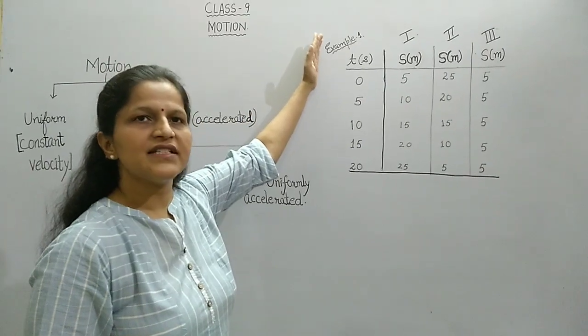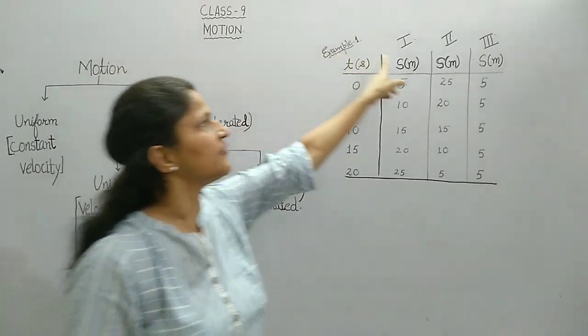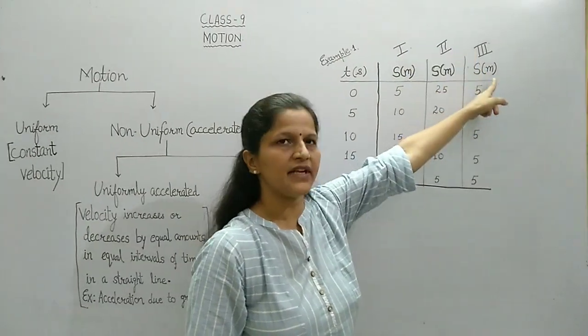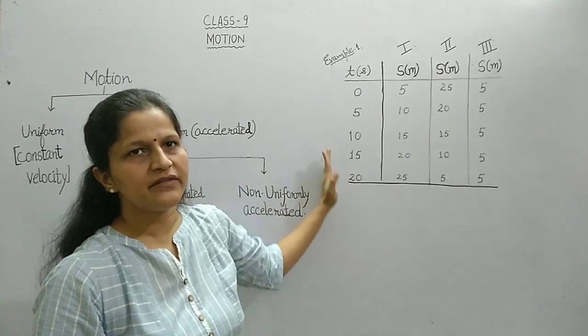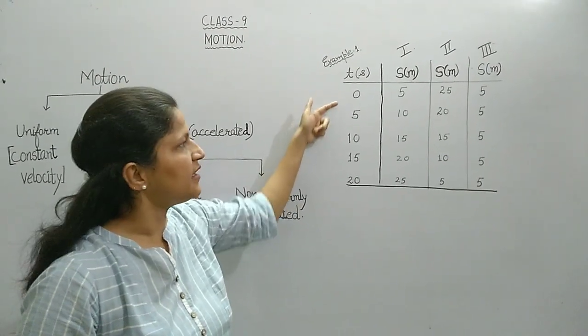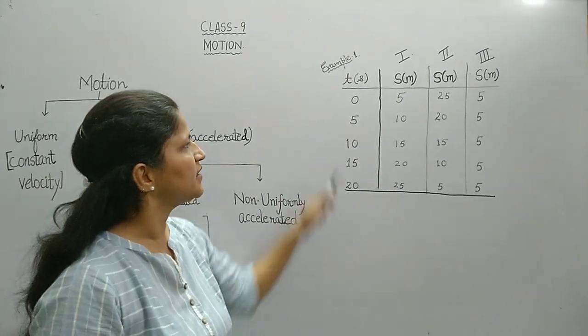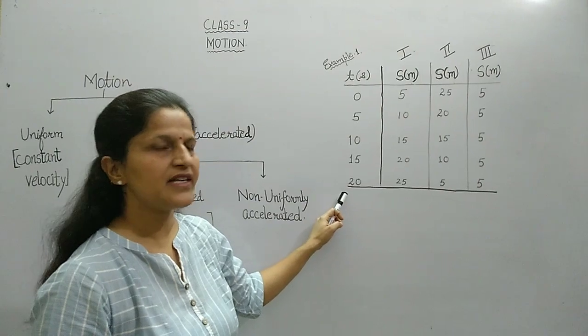Let us consider these examples. In this example, I have stated the motion of three different objects, 1, 2 and 3. The first column is showing some time intervals. T equal to 0 means the time when the observation started. T equal to 5 means after 5 seconds, then 10 seconds, 15 seconds and 20 seconds.